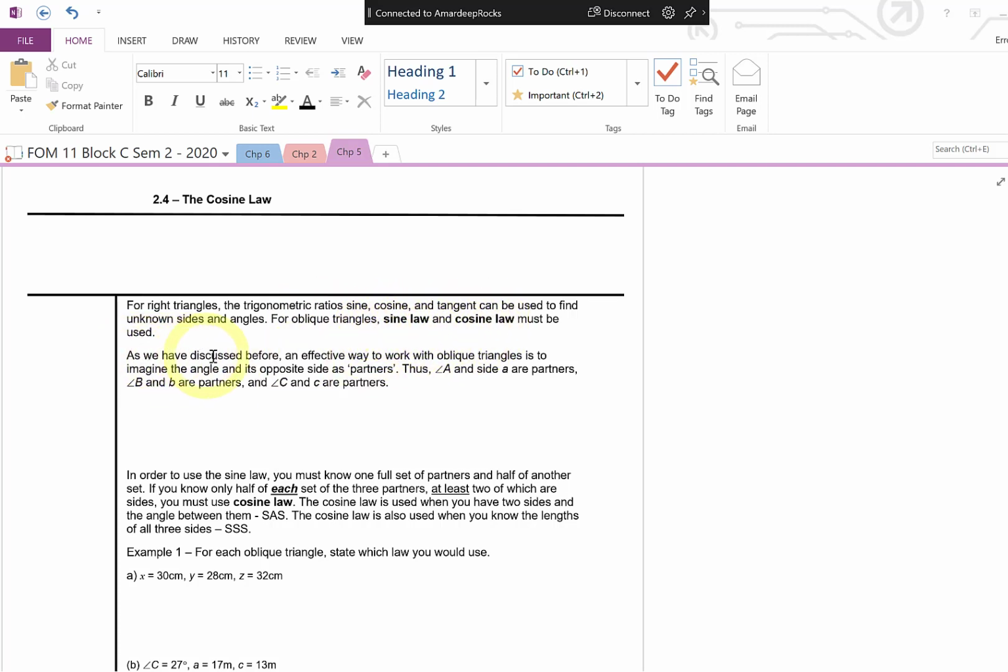It says here, as we've discussed before, an effective way to work with oblique triangles is to imagine the angle and the opposite side as partners, or what's called corresponding. Thus, angle A and little a, angle B and little b, angle C and little c are partners, or what's called corresponding sides and angles.